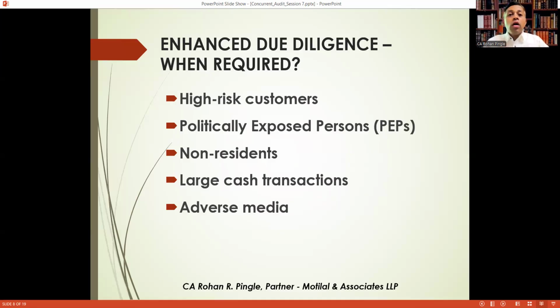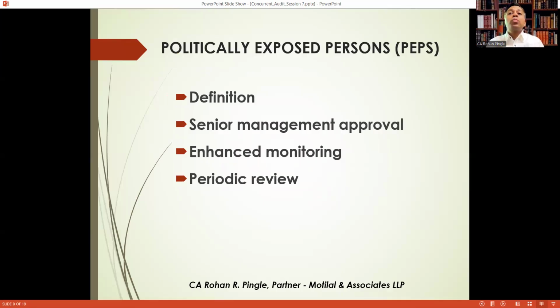Moving further, let's understand politically exposed persons, that is PEP. It includes senior politicians, bureaucrats, judges, military officers. So audit checks here would be whether this PEP tagging is done in CBS, whether senior approval is documented, and whether transactions are monitored. Failure in PEP due diligence is a serious regulatory observation as a concurrent auditor.